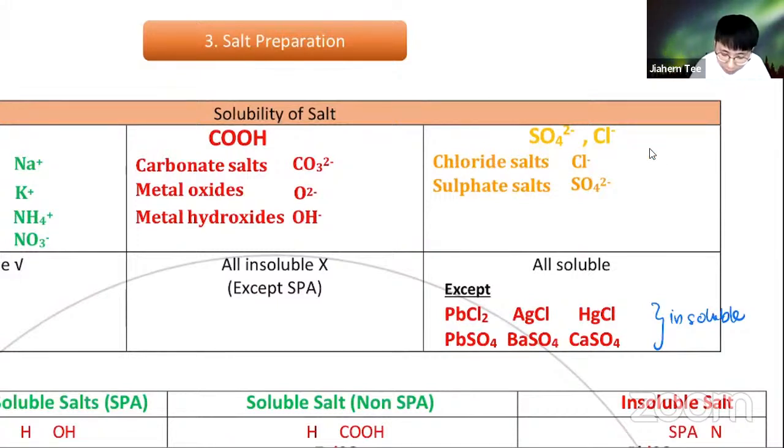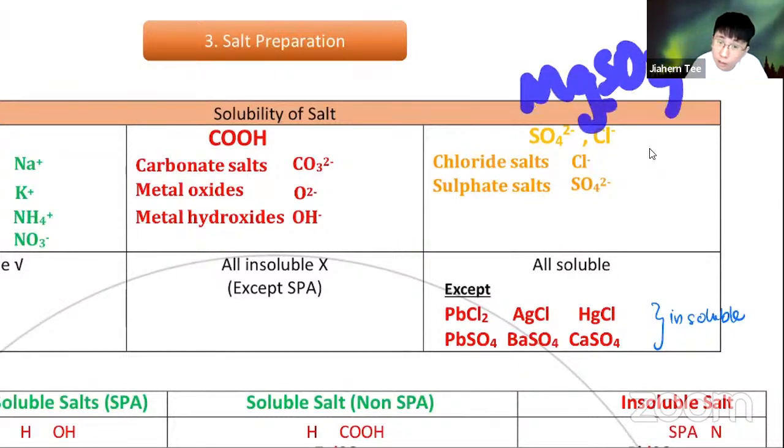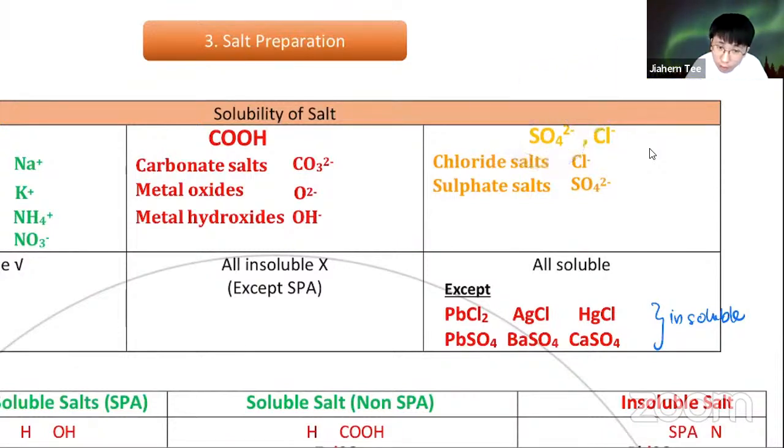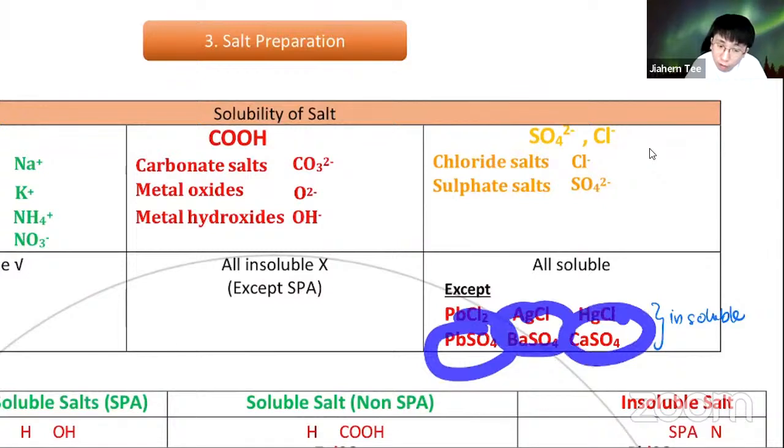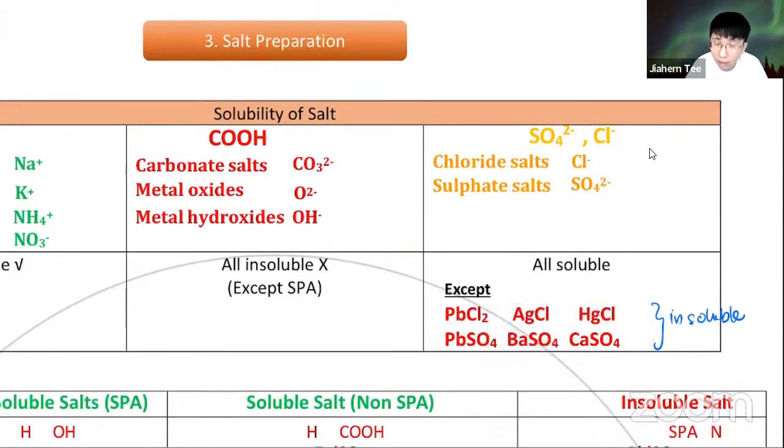For example, magnesium sulfate, MgSO4. You see the SO4? MgSO4 is actually soluble. But if you see PbSO4, BaSO4, CaSO4, then it becomes insoluble. So these are some exceptional cases. Make sure you know how to recognize soluble and insoluble salts.